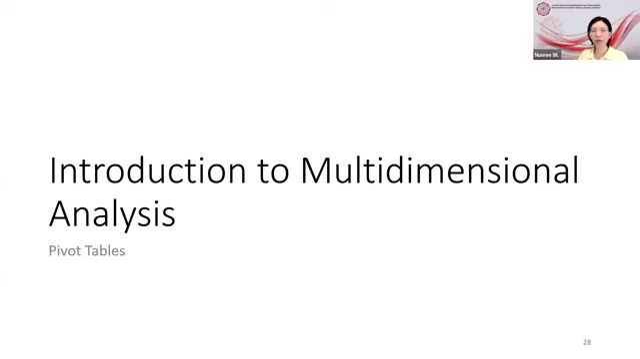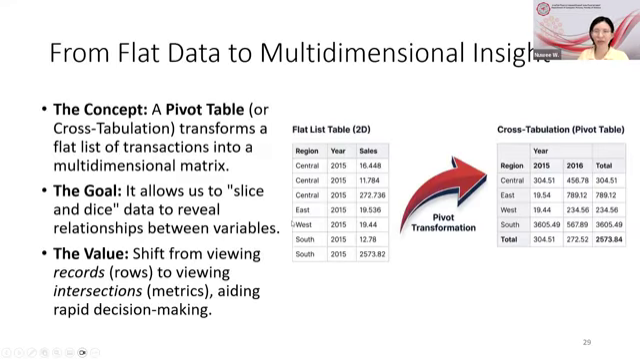Okay, let's continue. So when we talk about multi-dimensional analysis, it means we want to do something like this. That means we want to convert the flat list table, just what we did before with Power Query, into a transformation like this, where we call it a pivot table, or you can also call it cross tabulation. So the concept of pivot table, cross tabulation means we transform the flat list transaction into some multidimensional matrix.